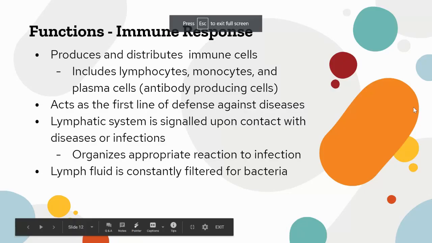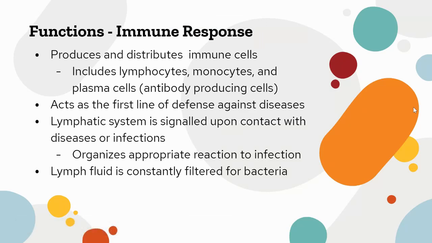Another function of the lymphatic system is its immune response. It produces and distributes immune cells, which include lymphocytes, monocytes, and plasma cells, which are antibody-producing cells. It acts as the first line of defense against diseases. The lymphatic system is the first system to be signaled upon contact with diseases or infections. It organizes an appropriate reaction to infection. Lymph fluid is also constantly filtered for bacteria.